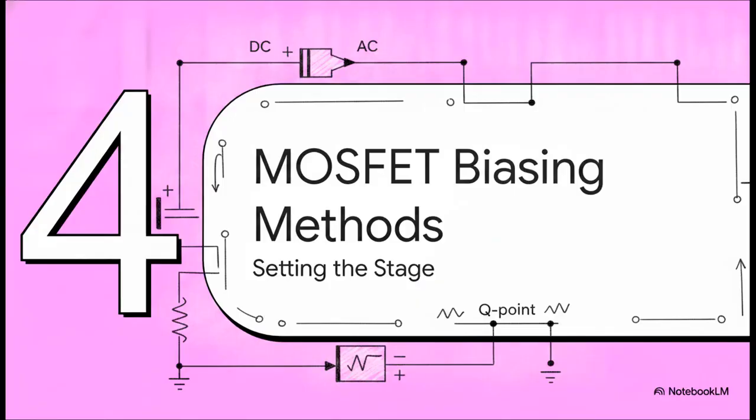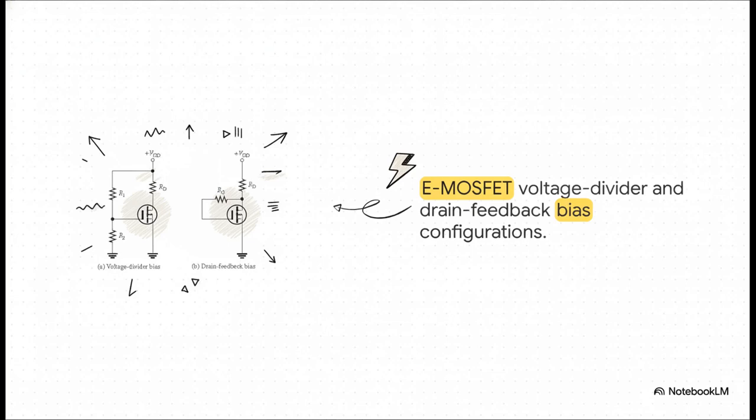Part 4. MOSFET biasing methods. Let's set the stage. To actually put a MOSFET to work in an amplifier circuit, you have to establish biasing. This is basically a DC foundation that sits the transistor at the perfect resting point, the Q point, ready to amplify an incoming AC signal without clipping or distorting it.